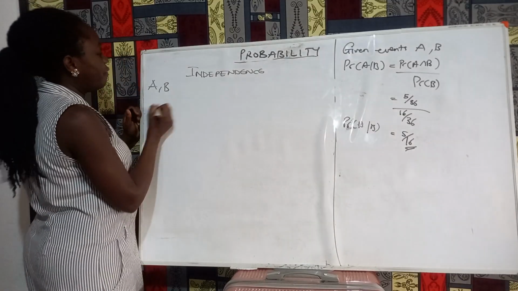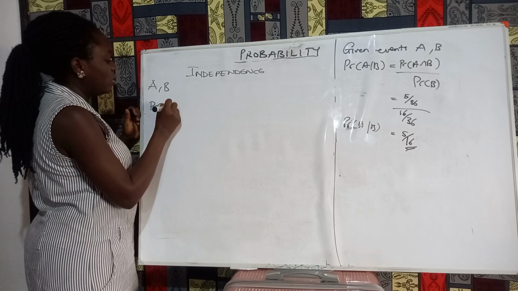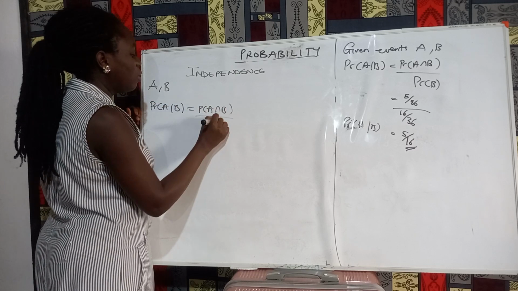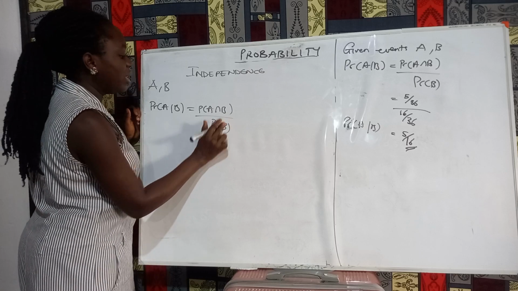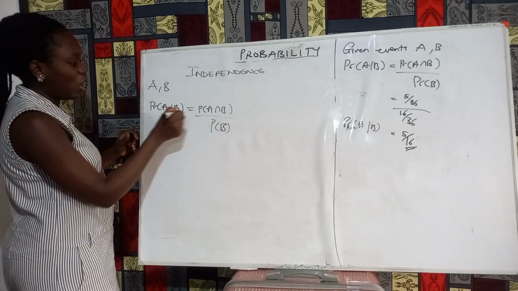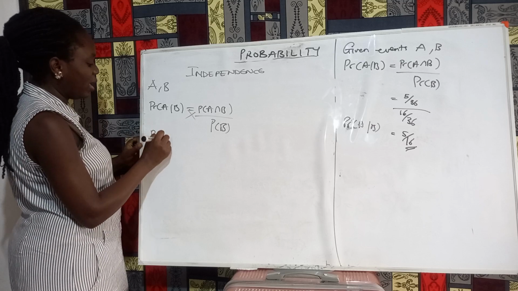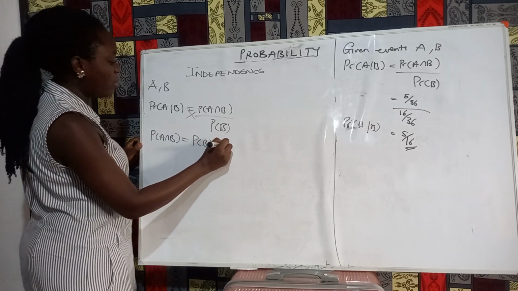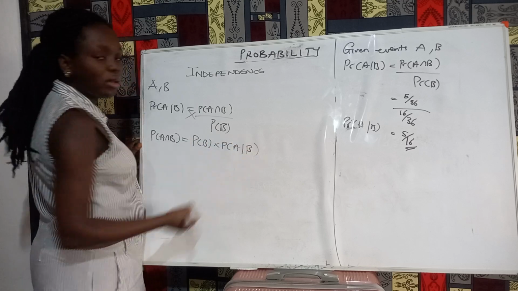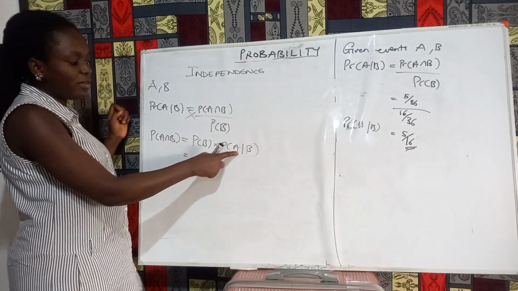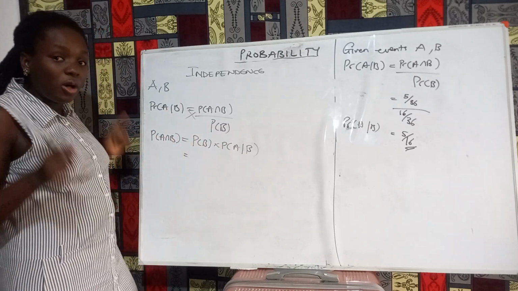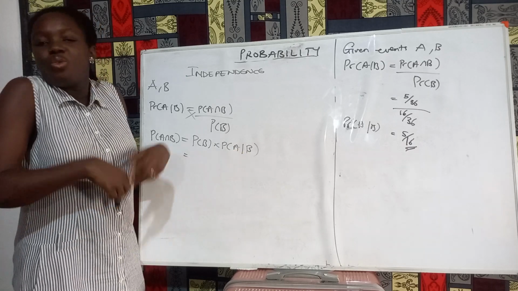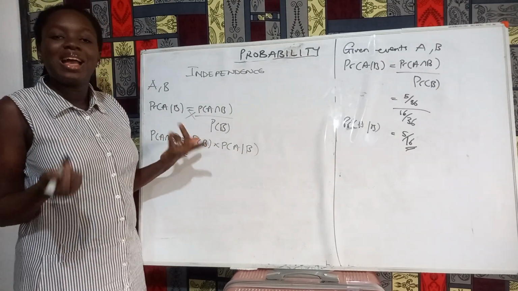So going back to the definition of conditional probability, I want to change the form of this. I'll cross multiply: probability of A intersection B equals probability of B times probability of A given B. But the probability of A given B is still probability of A, because the occurrence of B in no way affects A.